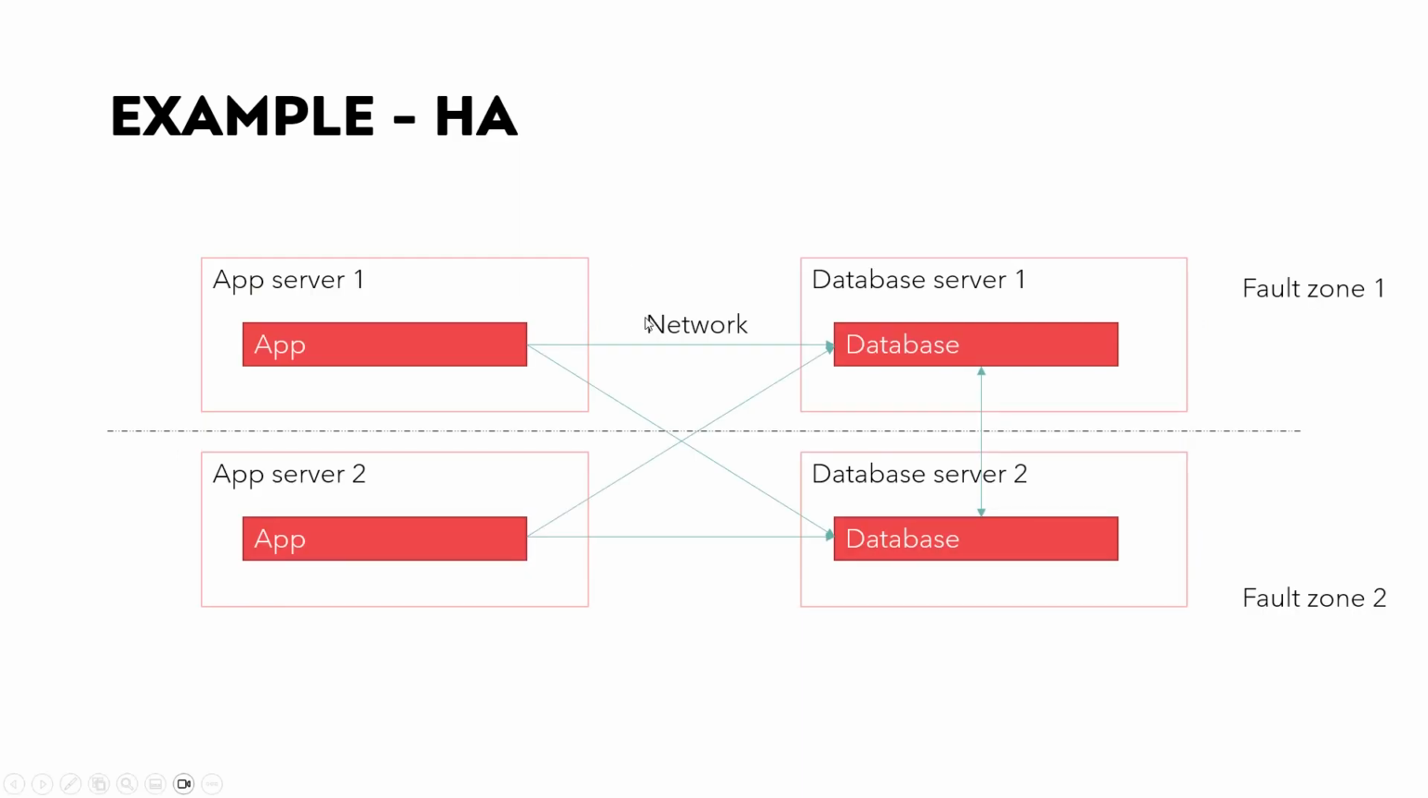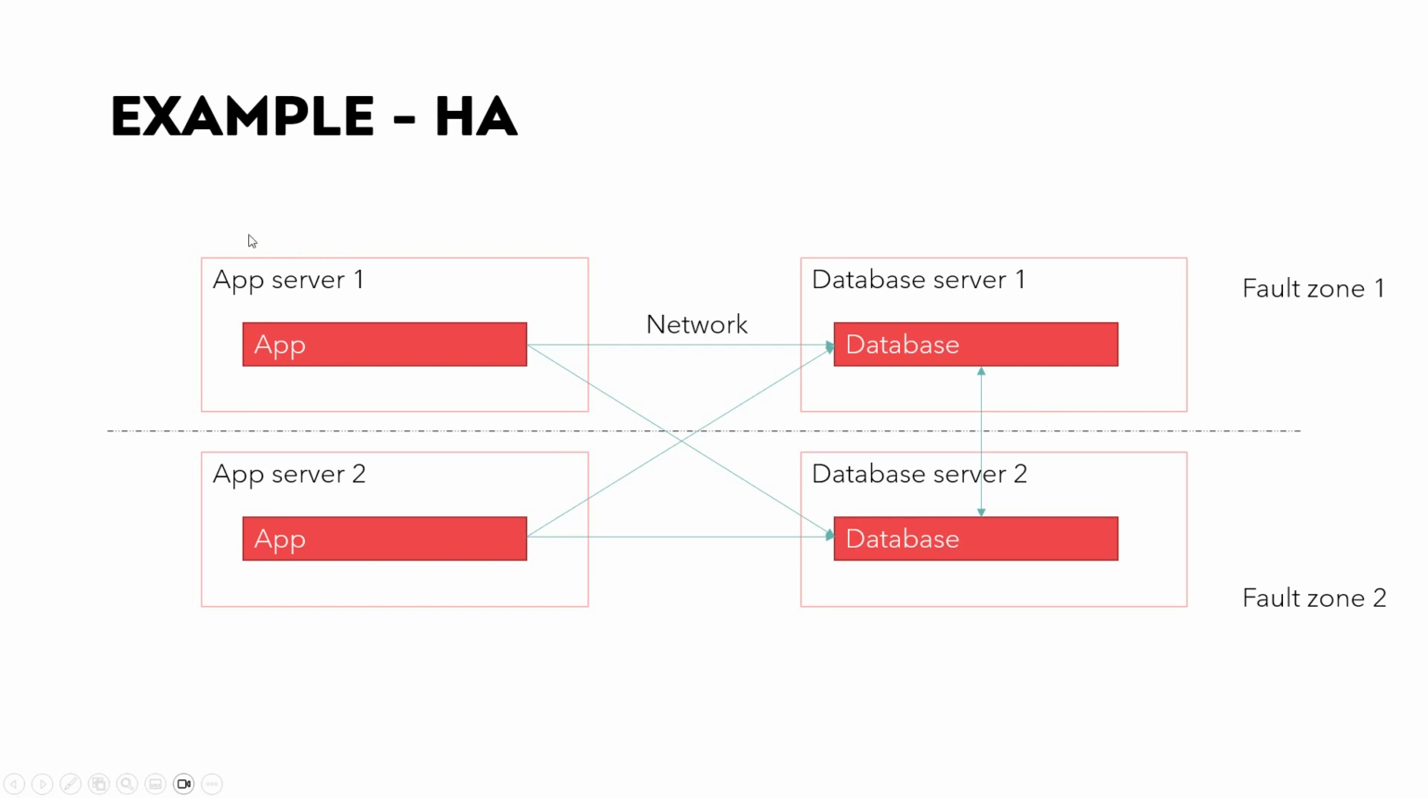So in this case, all we've done is we've duplicated the application server. So there's server 1, server 2, and we duplicated the database server 1 and 2. If we're using a cloud provider or a hosting provider of high quality, I guess, they're likely to have multiple zones, and these fault zones are designed so that it is possible to have a fault that takes out an entire zone.